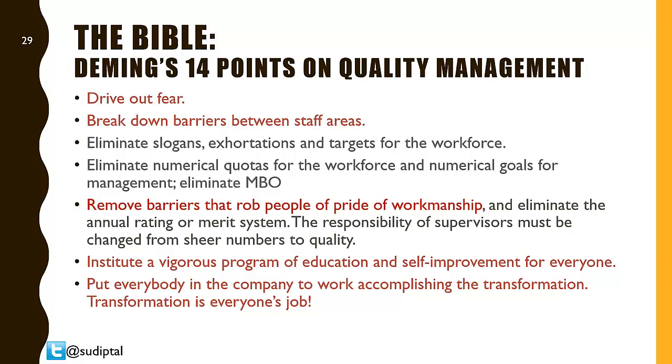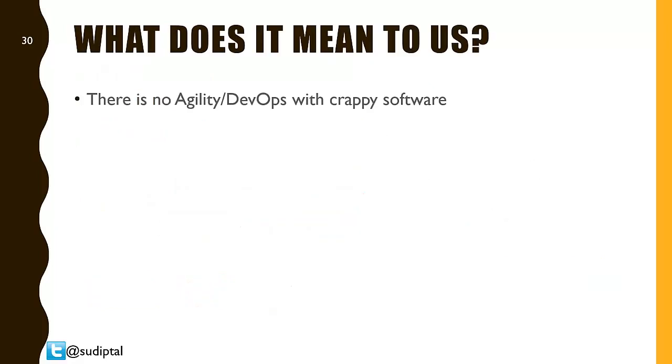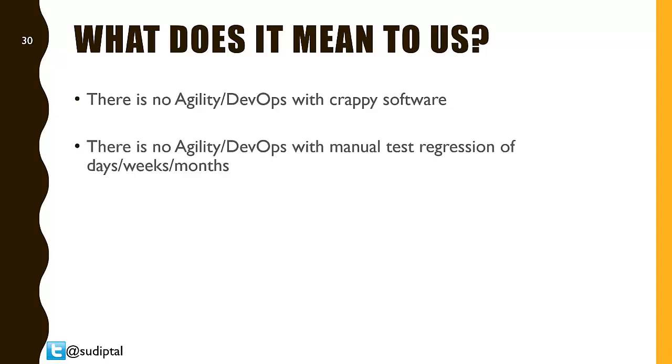What does it mean to us? It means that frankly there is no agility or DevOps with bad quality code, because if you're building bad quality code and even if you manage to make continuous delivery happen or reduce your cycle time, you're only releasing bad stuff more frequently to your business, and that absolutely would make no sense.